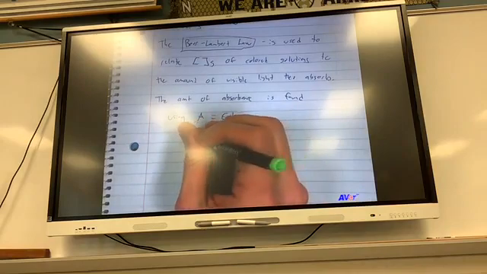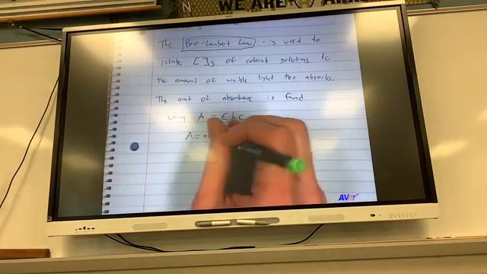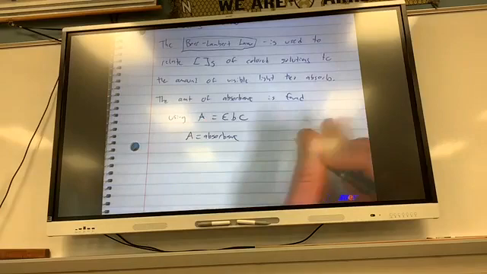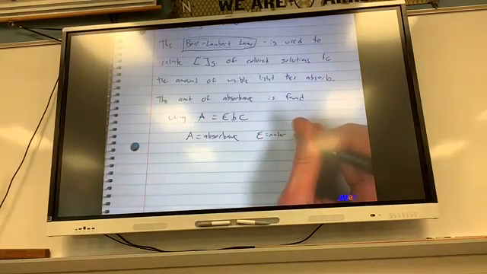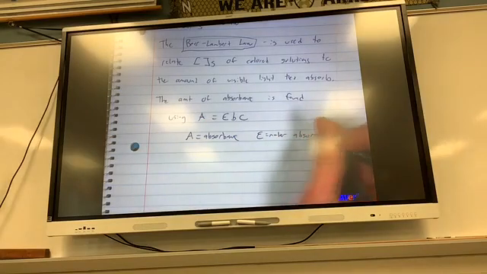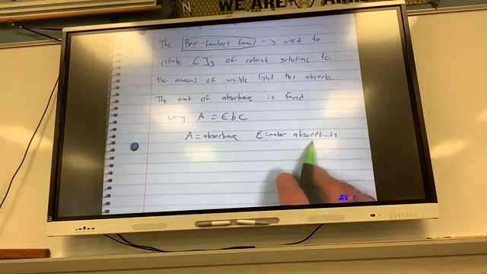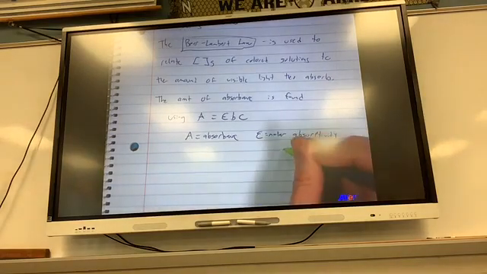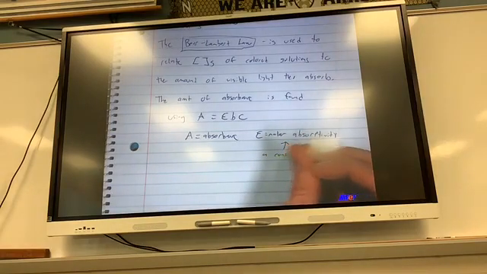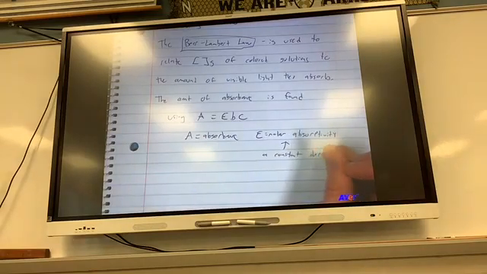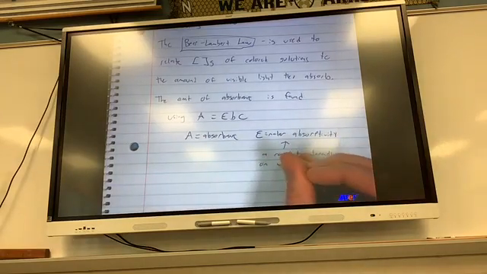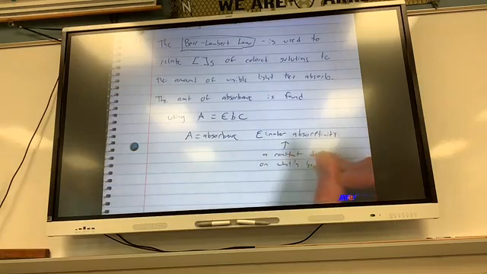So this is where A is absorbance. Epsilon is molar absorptivity. Absorptivity, it is a word. It is a constant depending on what's being tested.